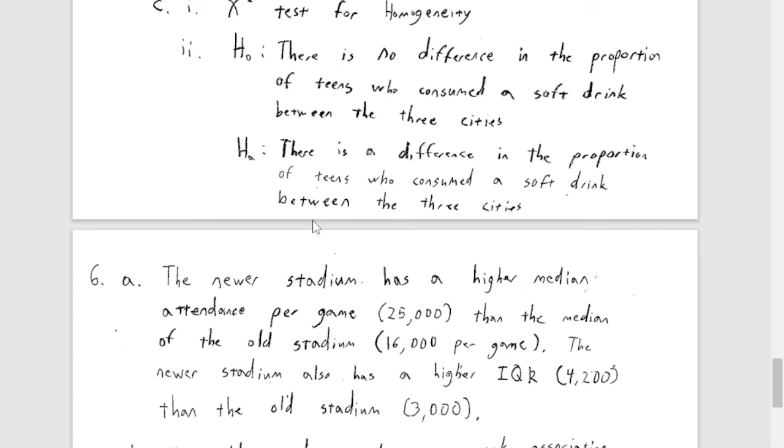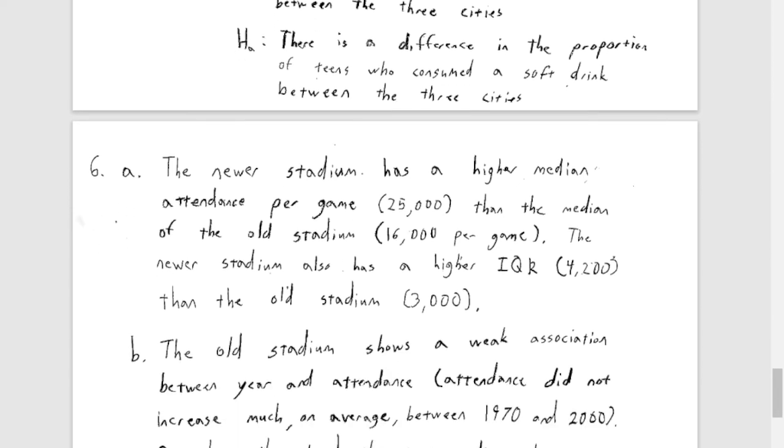So once we have compared those figures for the old stadium versus the new stadium, now we get into our scatter plots. Compare the trends. Now that we're describing trends in a scatter plot, the features that we want to describe are strength, direction, and form.